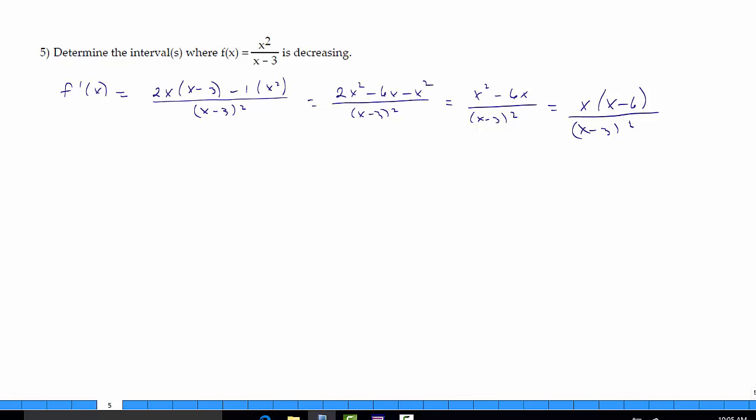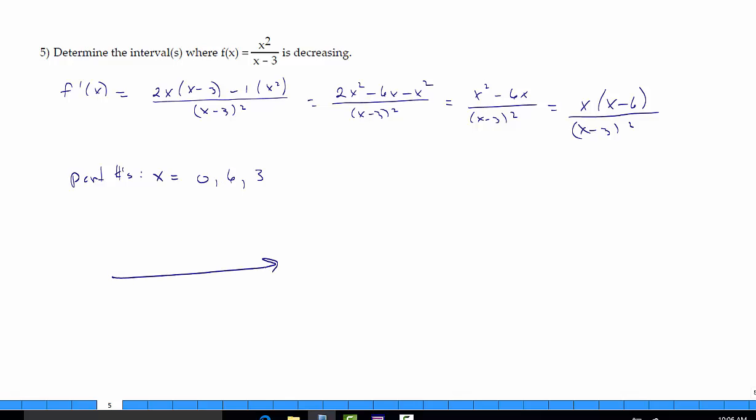Okay, now that it's completely factored, I can easily find my partition numbers. So my partition numbers, again, this is wherever it is equal to 0 or undefined. So anywhere the numerator or denominator equals 0. So x could be 0 or 6, and in the denominator, we get x equals 3. Okay, so these are going to be my partition numbers. They may not all be critical numbers, because again, it had to be in the domain of the original. So if we look real quick, the original function, x can't be 3, so critical numbers are 0 and 6, but all 3 of these are partition numbers.